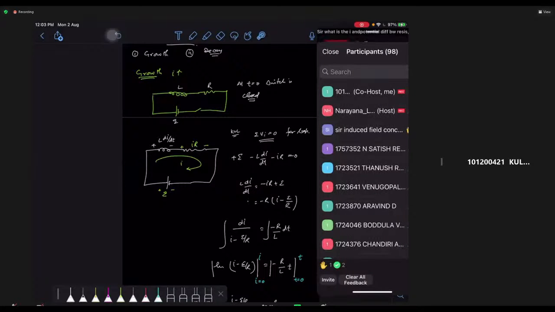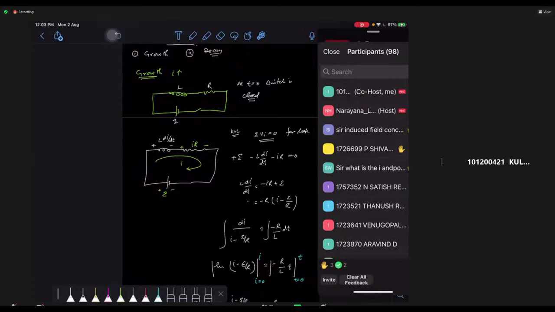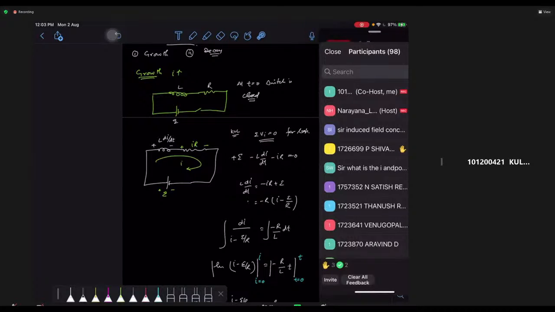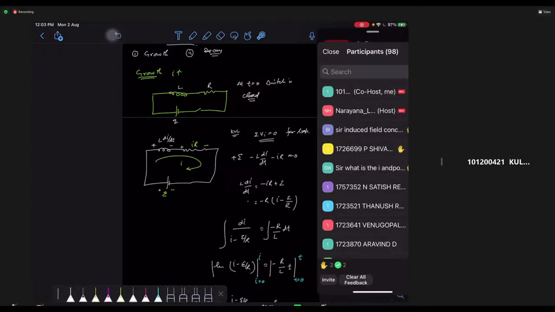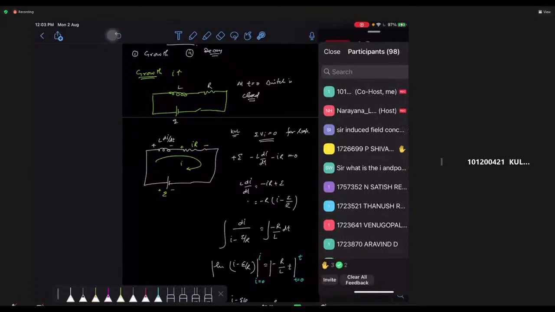Your voice is not coming, Satish. Sir, the combination of resistance and inductance is LR, sir. Yes. LR circuit means we are going to have a combination of inductor and resistor. Battery is also included here. It is not without battery, it is with the battery. Okay, sir. Thank you, sir.